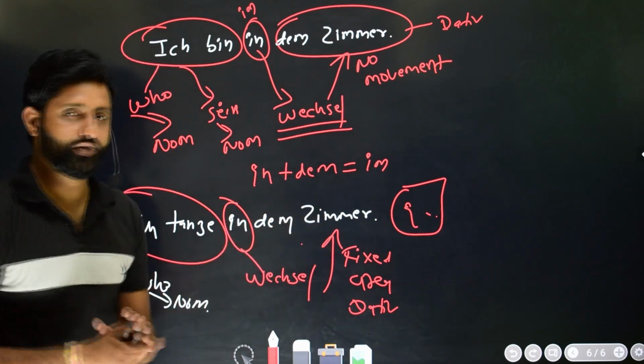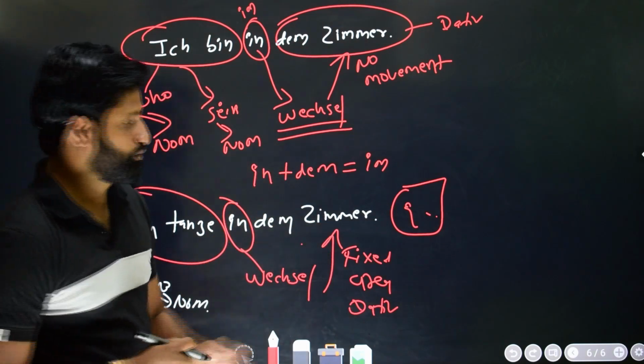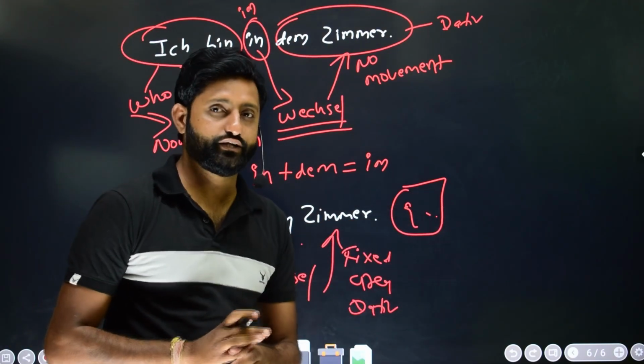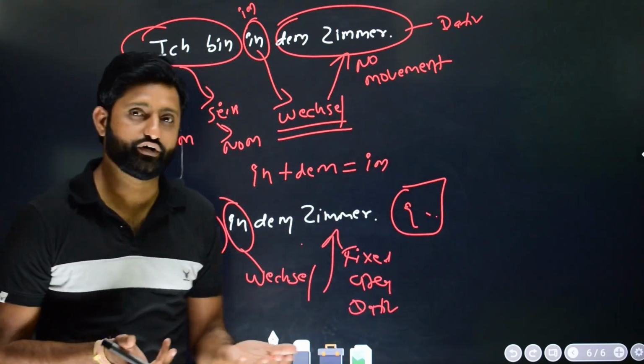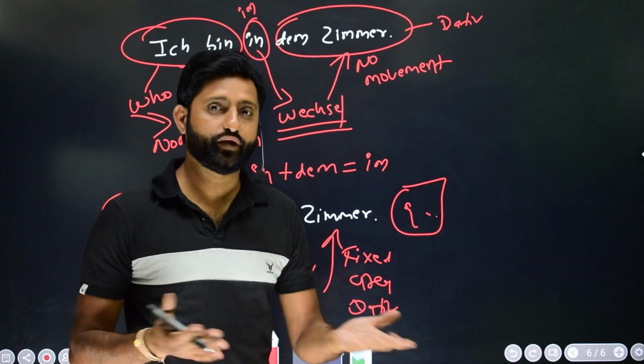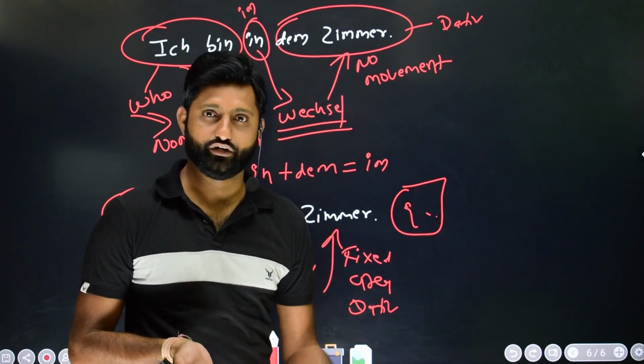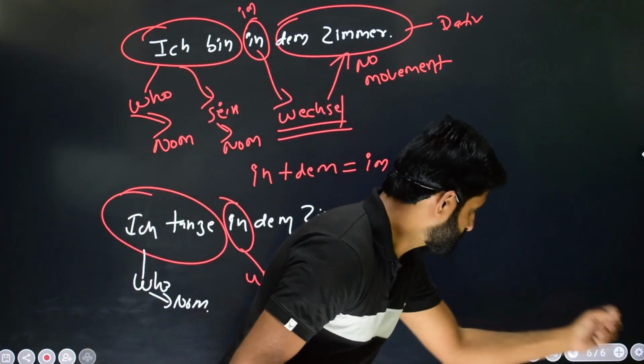So this rule may be a little bit complicated for you. So I'm going to tell you the easy way to identify the Wechsel prepositions, because sometimes a student may not identify whether there is movement or no movement. How can I identify whether this is in a fixed area or not in a fixed area? So let's make it easy.